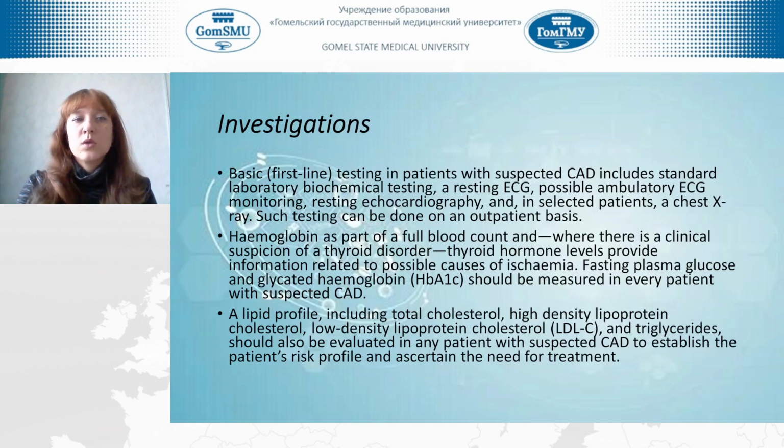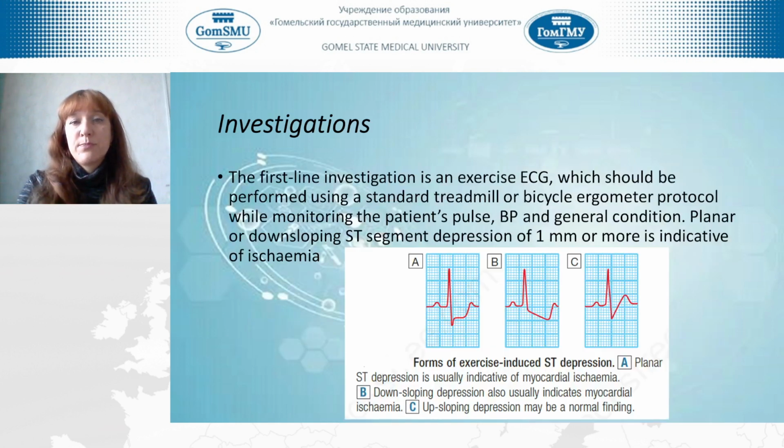Fasting plasma glucose and glycated hemoglobin should be measured in every patient with suspected cardiovascular disease. A lipid profile including total cholesterol, high density lipoprotein cholesterol, low density lipoprotein cholesterol, and triglycerides should also be evaluated in any patient with suspected CAD to establish their risk profile and the need for treatment.